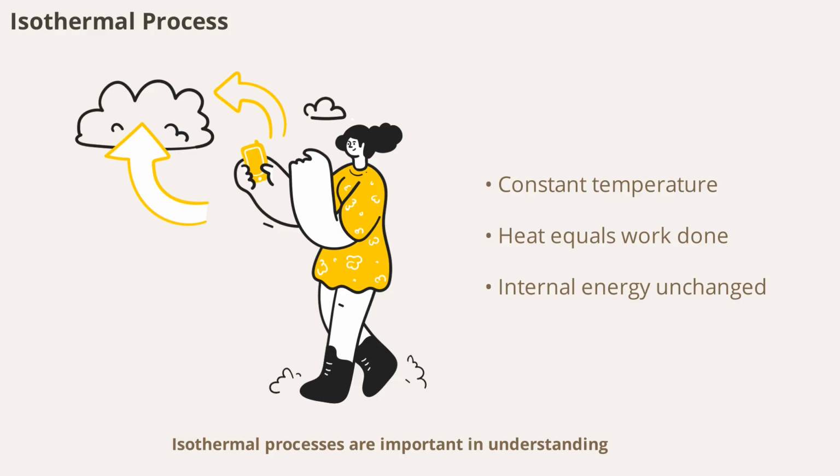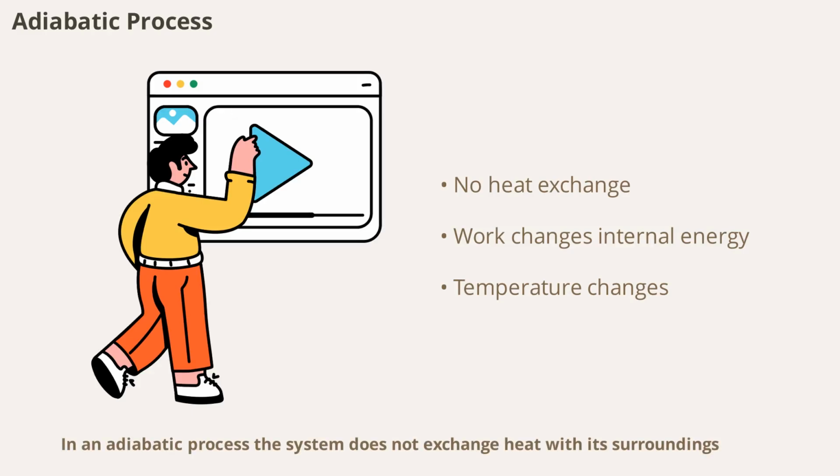Isothermal processes are important in understanding how gases behave under controlled temperature conditions, such as in certain laboratory experiments and industrial applications. In an adiabatic process, the system does not exchange heat with its surroundings. All energy transfer occurs as work, leading to changes in internal energy and temperature. Adiabatic processes are common in rapid expansions or compressions, such as in piston engines or atmospheric phenomena like rising air parcels.